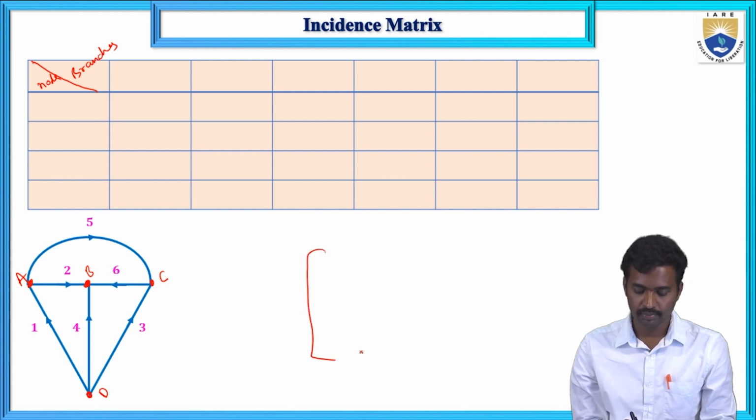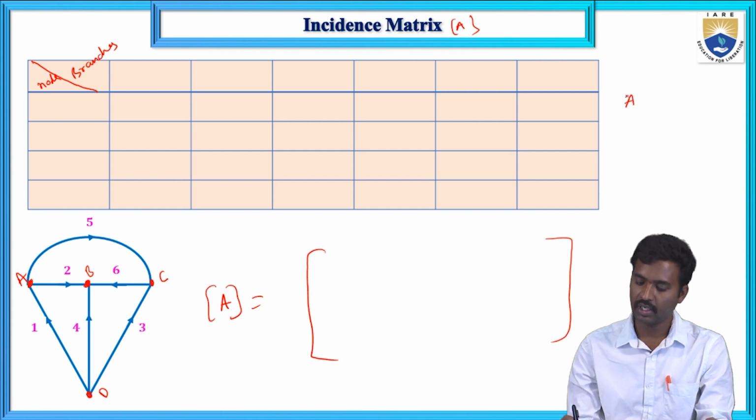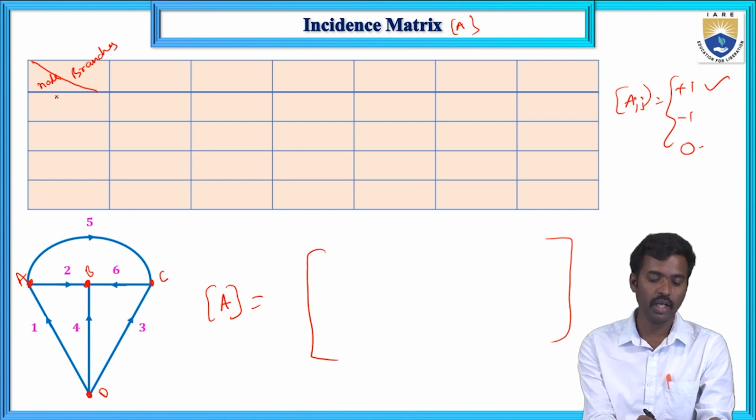Now I will write the incident matrix, represented with capital A. The elements are always 0, 1 or -1. So Aij equals plus 1, minus 1 and 0. Plus 1 means the branch is oriented away from the node, leaving the node, and entering towards the node means minus 1. 0 indicates the branch is not associated with the node. Here these are the branches and these are the nodes.